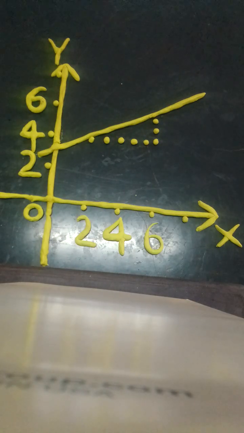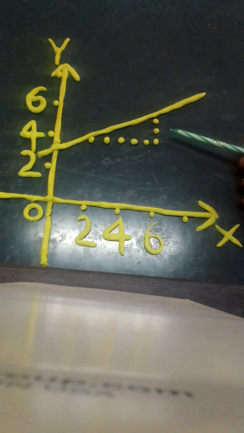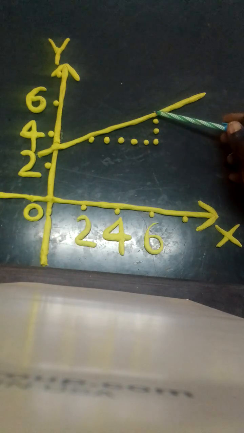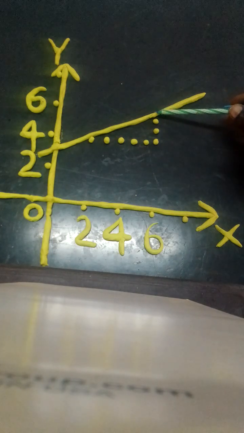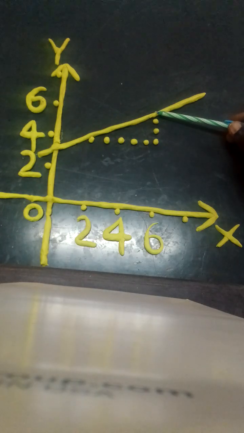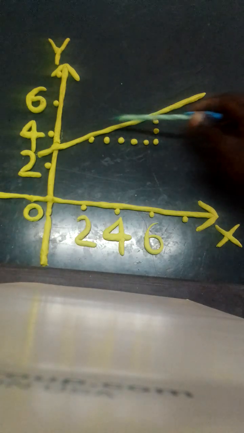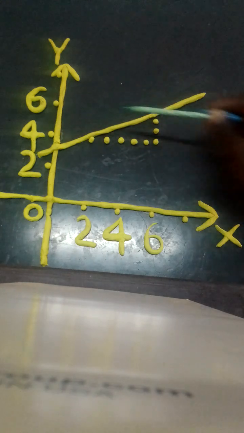Now we want to find the gradient of that line. And how do we find the gradient or the slope of the straight line? We find the change in y, then divide by the change in x. For example, in this model, the value of y at this point is 6. You can see this one is 6. And at this point, the value of y is 4.